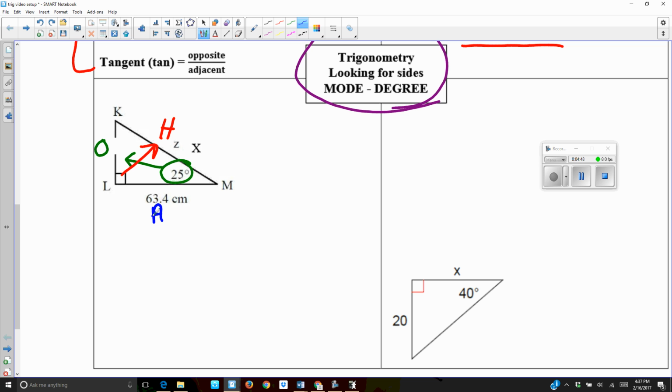And adjacent just basically means next to the angle. The hypotenuse is also next to the angle, but it's already been labeled the hypotenuse, so it can't be both the adjacent and the hypotenuse side.